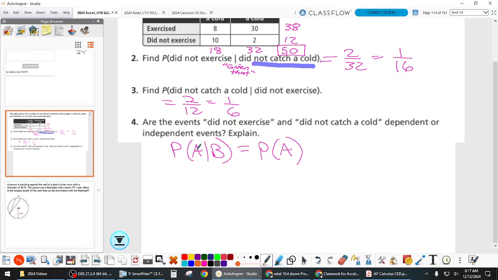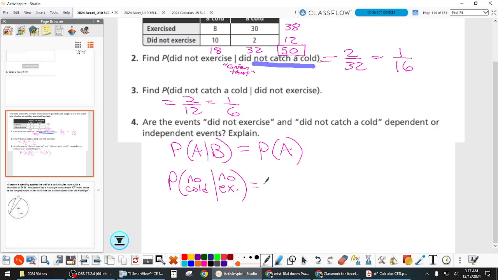And then A and B, like I said, you could rewrite it as B given A and probability of B. We can do not catch a cold. Okay. Let's just write it. No cold given that no exercise. Yeah.